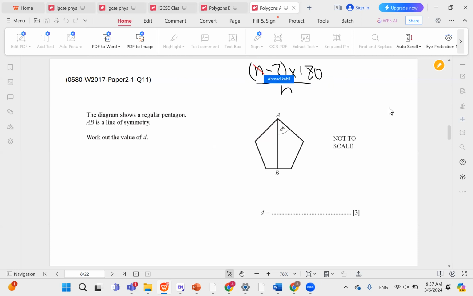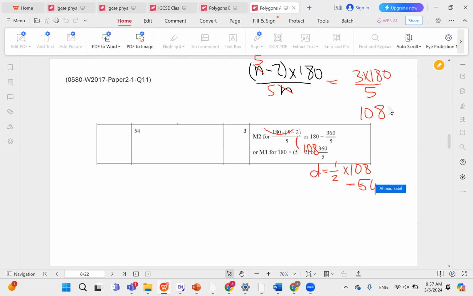Therefore, the n here is 5. So we have 3 times 180 over 5. And this will give us 108. So one interior angle in the polygon is basically 108. So therefore, D is basically half of one interior angle. So D is half times 108, and that is equal to 54. 54 is the correct answer here.